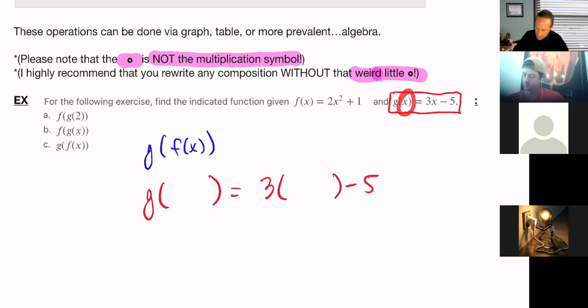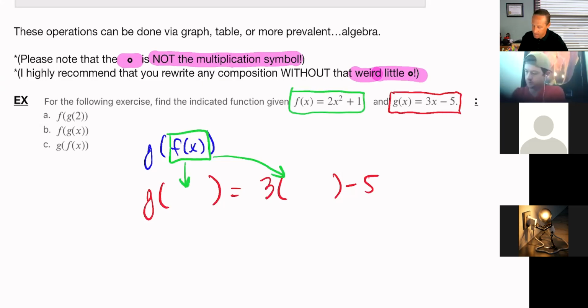I got g of something is equal to 3 times that thing minus 5. But what are they asking us to plug in instead of just x? f of x. Not just a number, but they want us to replace an entire function. And I just got done showing you up here what f of x is. So I will put in place of the f of x what it's equivalent to, which is 2x squared plus 1.